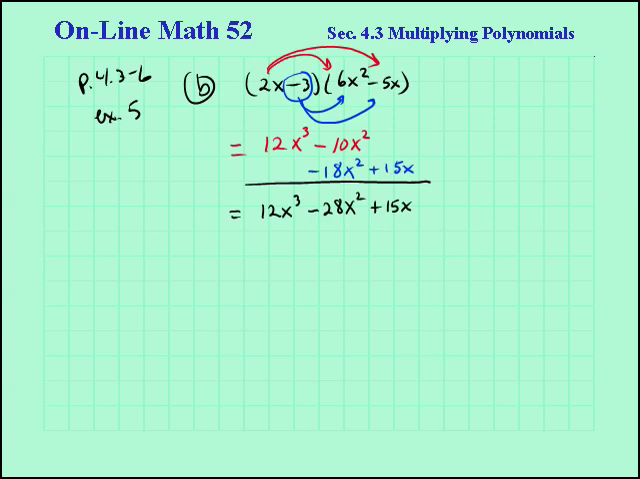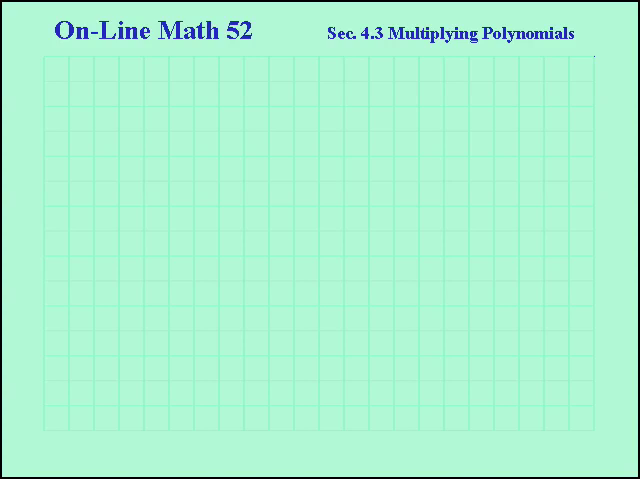Now, one last example. Example 6 on page 8. Let me erase all of this. So we're looking at example 6 on page 8. That's 4.3-8. I'm going to do both of these. First of all, example A, which is x plus 5 times x minus 5.